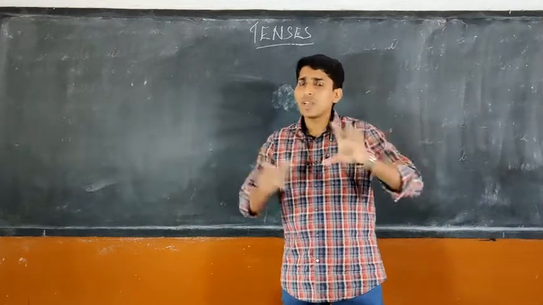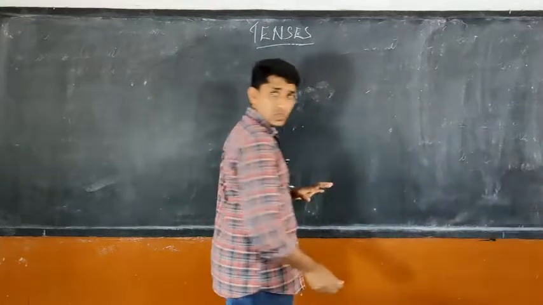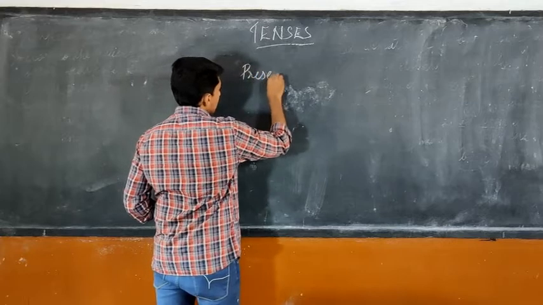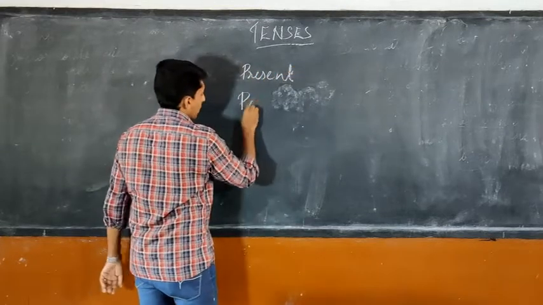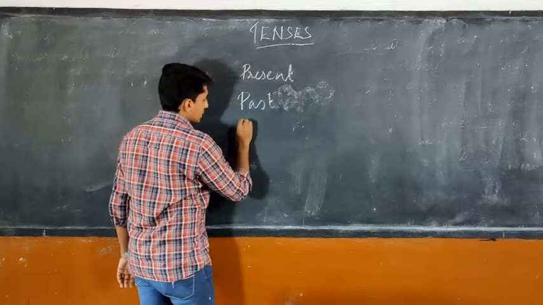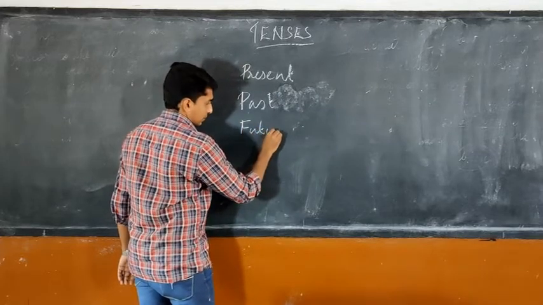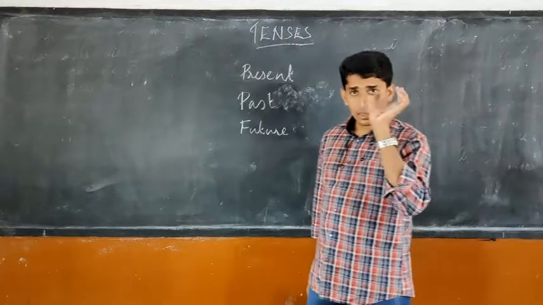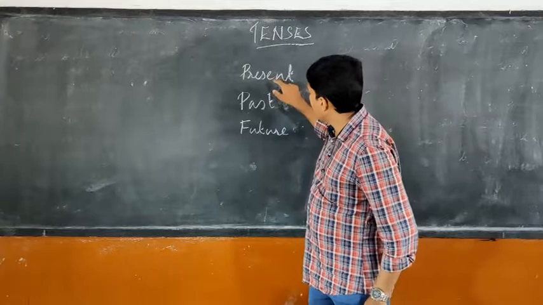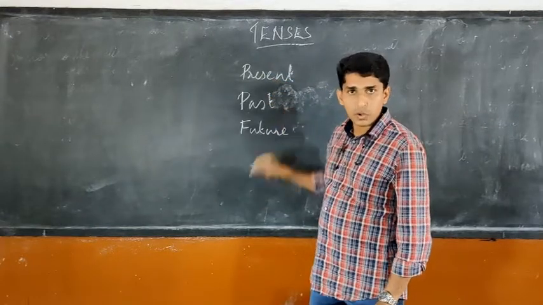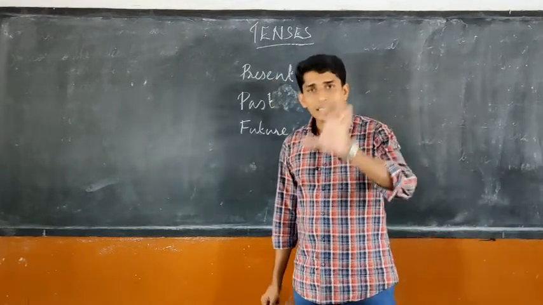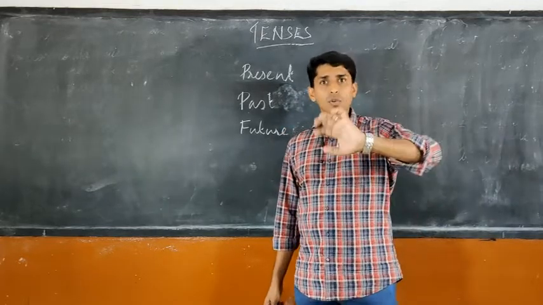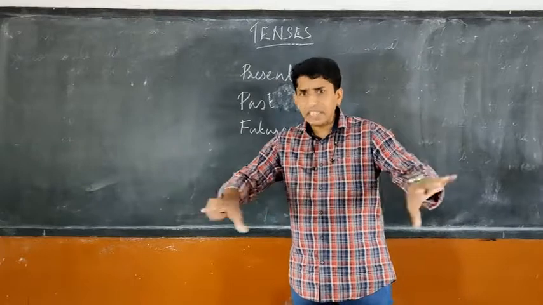Then why do we want to use it? We already know that there are three tenses. Listen, there are three tenses. First one is present, second one is past, and third one is future. Isn't it? These are the three tenses. And the question is, why do we want to use the present, past, or future tenses? The answer is very simple. We have time, isn't it? We have a clock, a watch, which means we live in time.